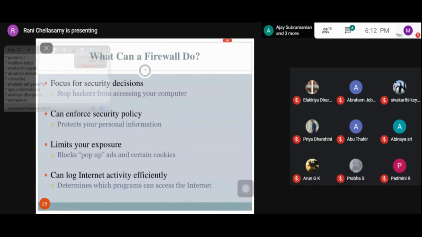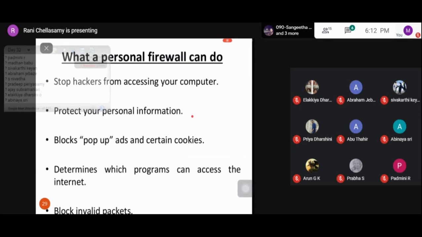Cookies can also be restricted. Okay, fine. So firewalls are also used to log internet connectivity and internet activity efficiency. That determines which programs can access the internet. And what a personal firewall can do: stop hackers from accessing your computer. It protects your personal information, the same thing we mentioned in an earlier slide.